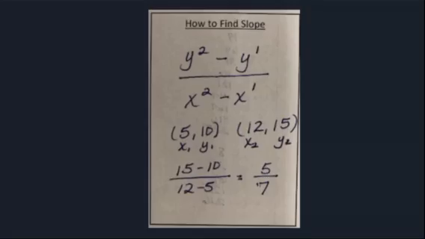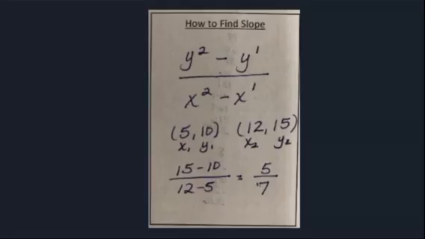So when we're trying to find slope, this is something that we need to commit to memory: y2 minus y1 over x2 minus x1. And so here I have points (5, 10) and (12, 15). Remember, it doesn't matter which one is our first one and which one is our second one. It makes sense to just make the first one 1 and the second one 2, just for ease of use. So when you do these problems, I always encourage everyone to go ahead and write down the formula so that you can see it and you remember it.